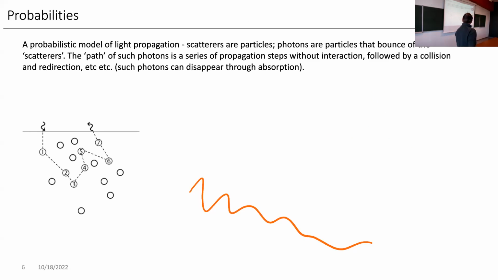So what does it mean? It means a probabilistic model of light propagation. We're going to assume again that the scatterers and the photons are like little billiard balls that collide with each other. There's a certain probability of traveling a certain distance, a certain probability of interacting, and a probability of bouncing off into a certain direction, etc. That way we build up a trajectory, and we can calculate probabilities of a given trajectory.